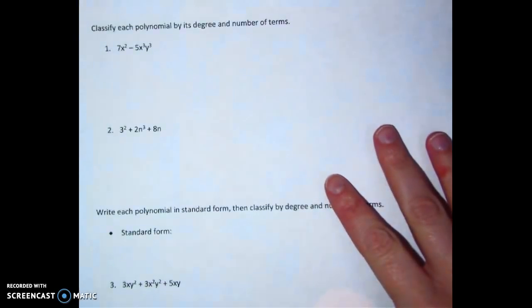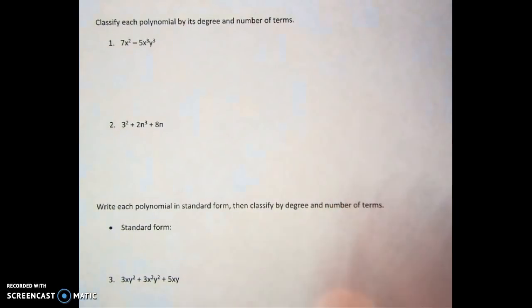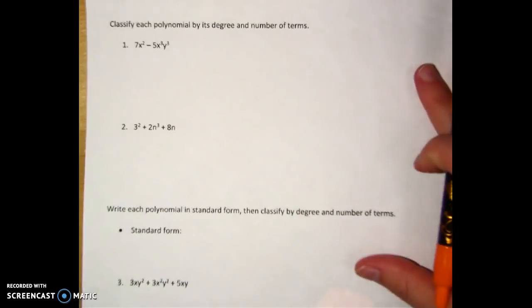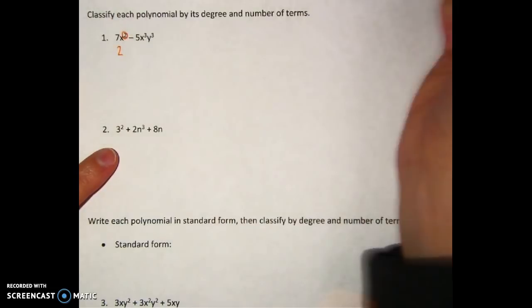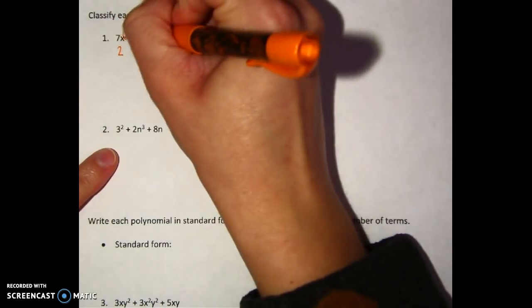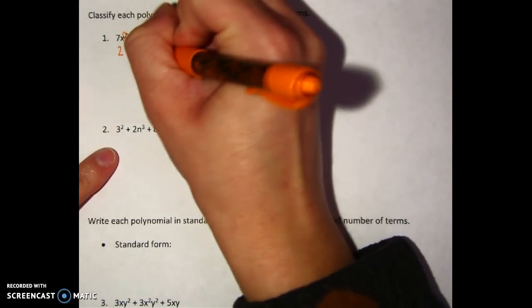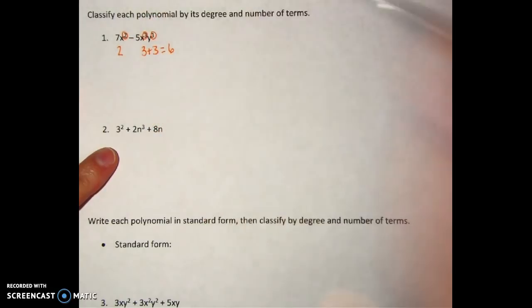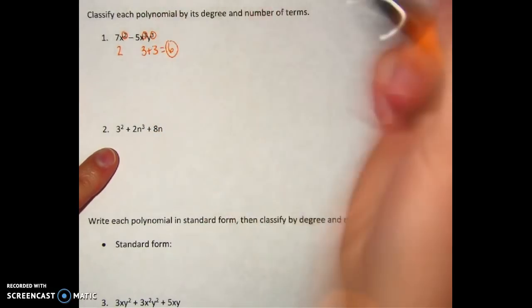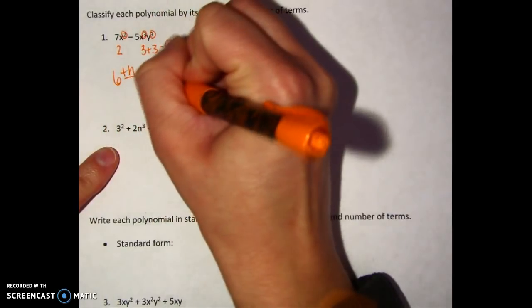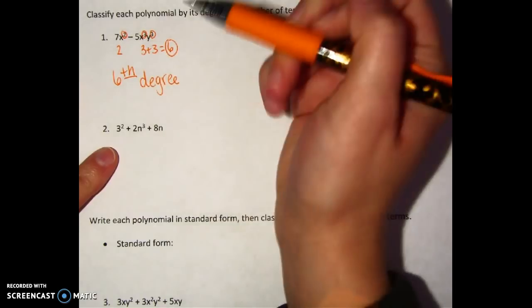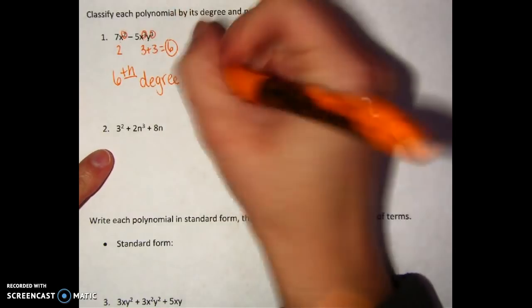Okay, number 1. It says classify each polynomial by its degree and number of terms. So we've already done this before. We just did it. So right here, the only exponent is a 2. And over here, I have a 3 and a 3. 3 plus 3 is 6. This one wins. So this is a 6th degree. How many terms are there? 1, 2. So it's a binomial.